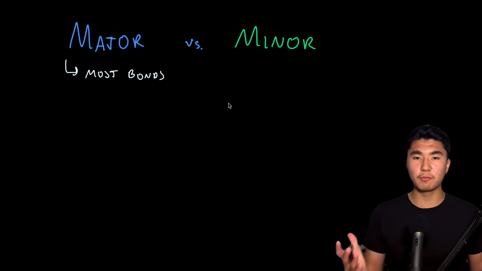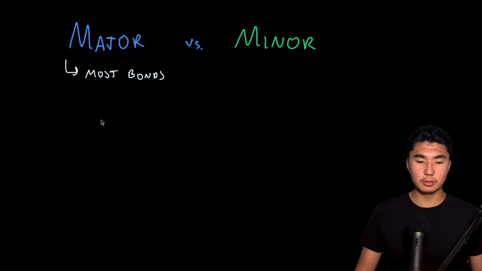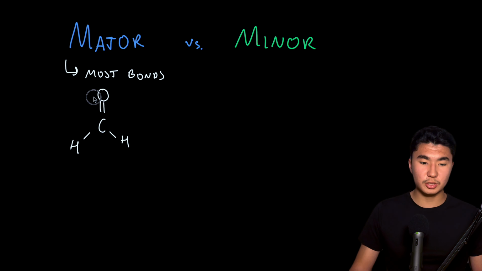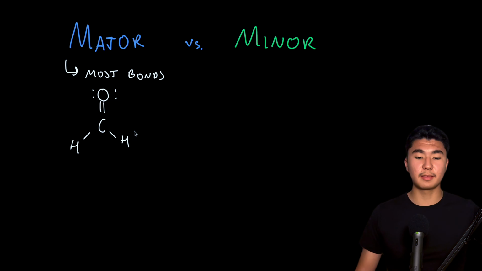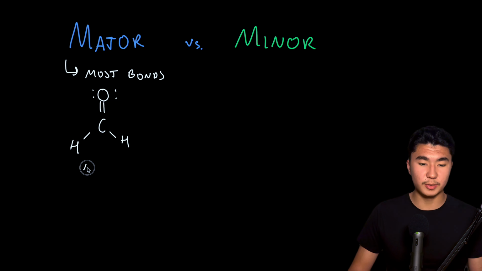And this is seen with formaldehyde. So if we were trying to draw the structure of formaldehyde, we'd have C, then an H over here, hydrogen, and a double bond of oxygen. And we might say something like that. So this would be major.